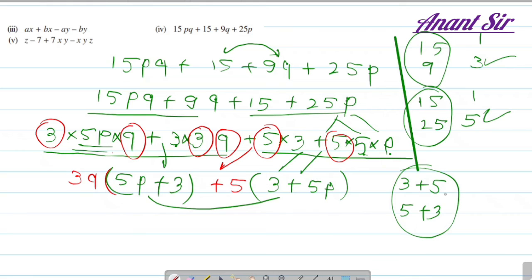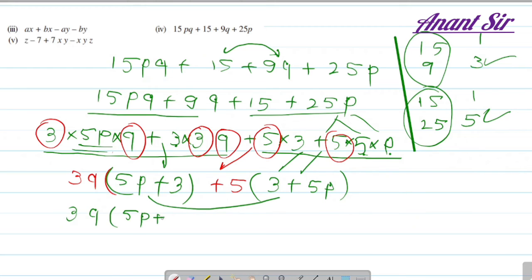Yes, you know that it's a commutative property. You can add in any manner, the answer is going to be the same. So no problem with this. In the next step, if you want, you can just change the position. You can write this 3 plus 5p as 5p plus 3. So now you have the same two brackets here. So this is the correct answer.